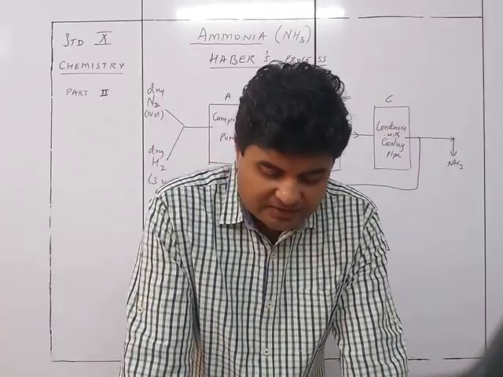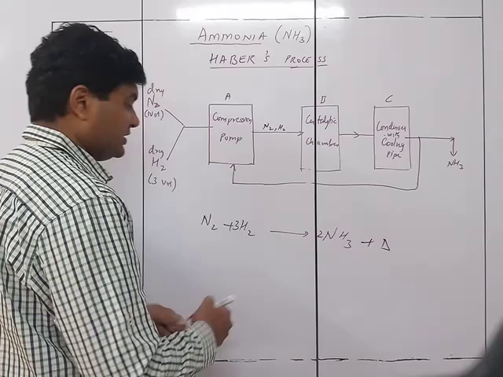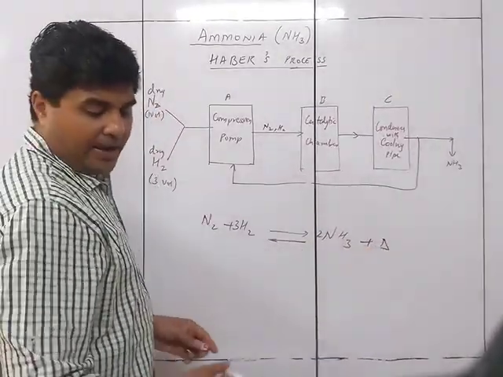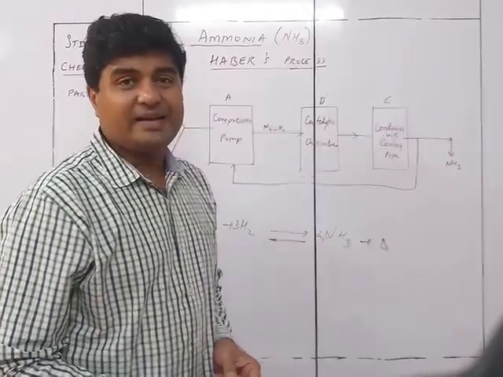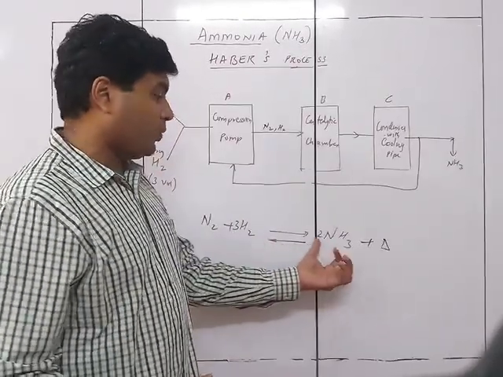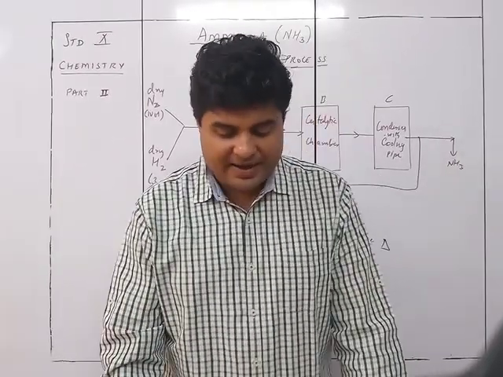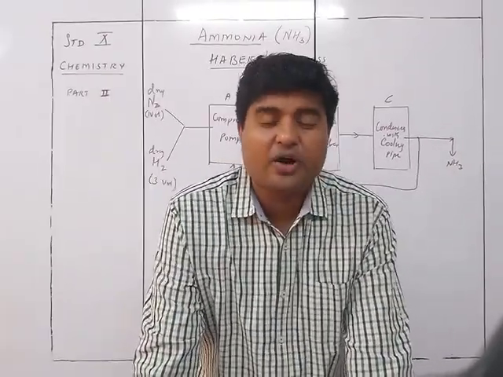So it is reversible, it is exothermic. This reaction is giving out a good amount of heat also, and proceeds with a decrease in its volume. After this, the volume is going to decrease drastically. And low temperatures and high pressures are favored for a forward reaction.